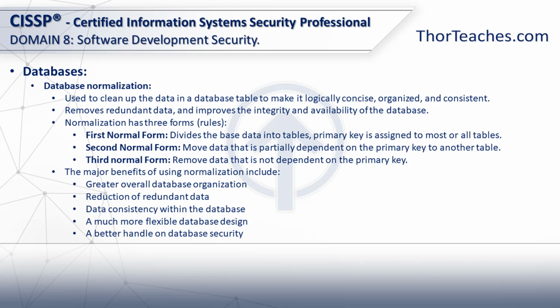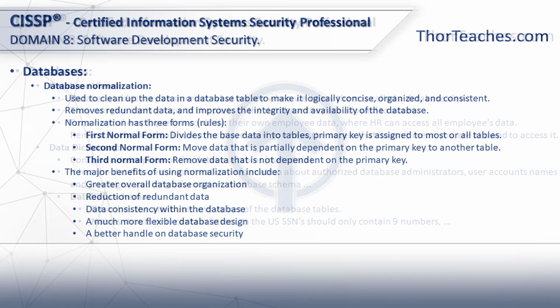With the social security number, this is any data that's not related to the social security number, data that's not associated with an employee. And what we get from doing all this is greater overall database organization, a reduction in our redundant data, data consistency within the database, a much more flexible database design, and a much easier time handling database security. When we did this, outside of making this one database into many smaller ones, making search times and queries much faster, we also got rid of about a third of the data that was not tied to a primary key.